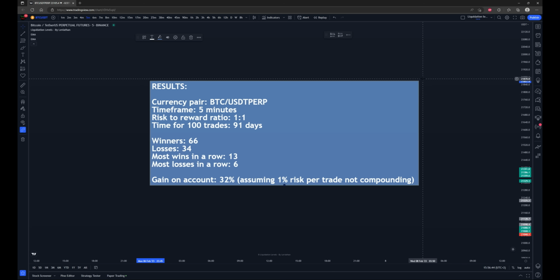It took 91 days of price data to find the 100 trades, and out of those 100, there were 66 winners and 34 losses, giving it a 66% win rate, which is incredibly good for a 1-to-1 risk to reward ratio. I think better than any other 1-to-1 risk to reward ratio that I've tested.